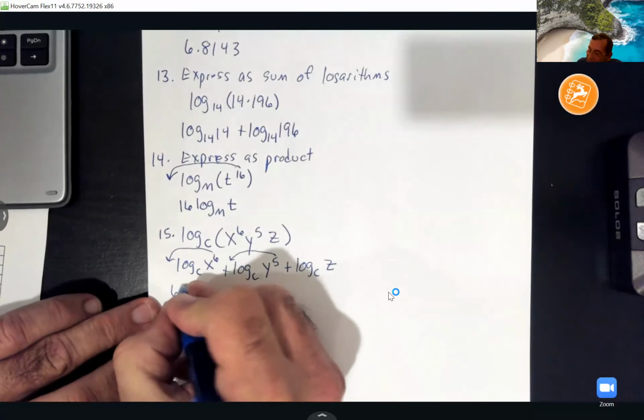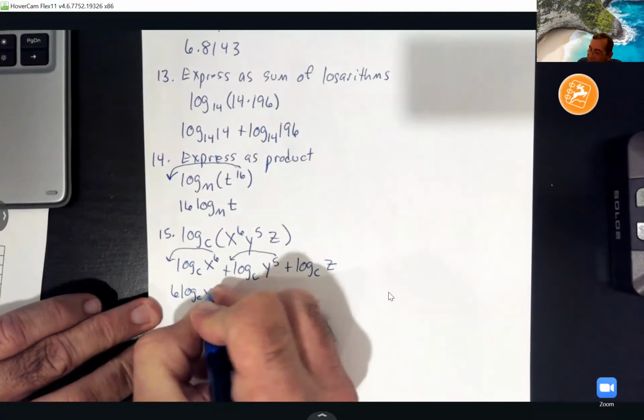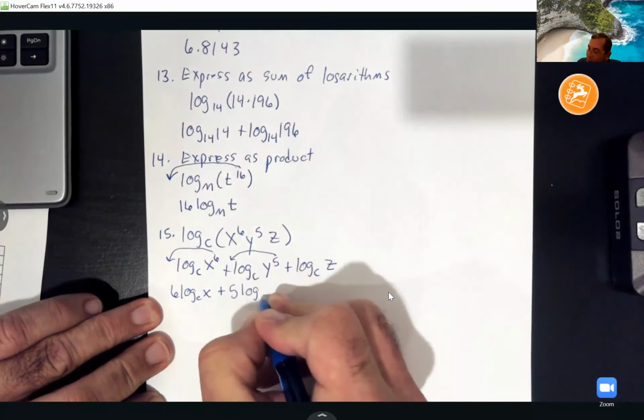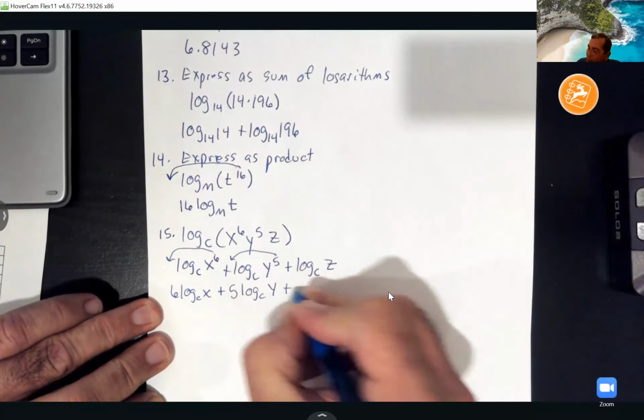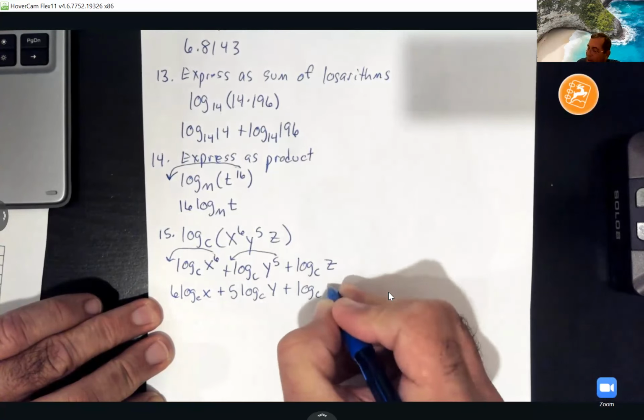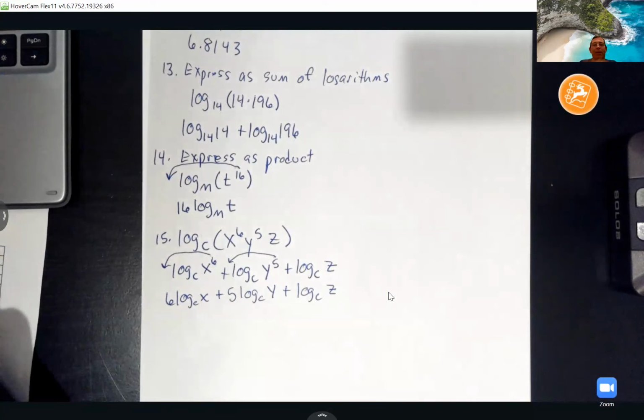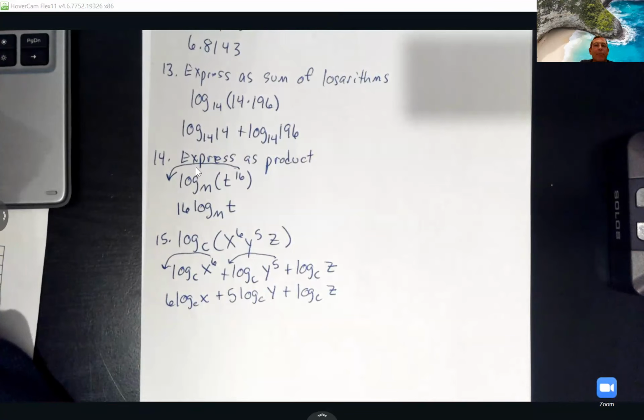So I get a 6 times log base C of x plus my 5 times log C of y plus my log C of z. So let's go put that in and I'll show you how that goes in. And then that should fix you on these type problems.